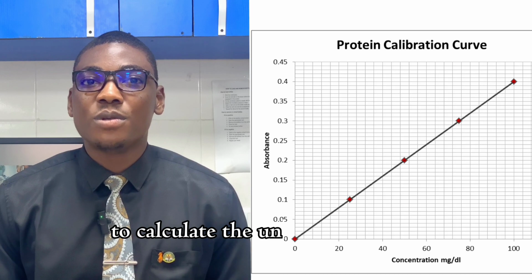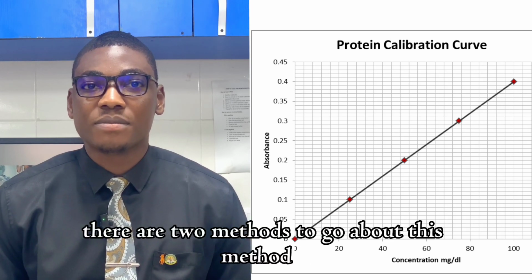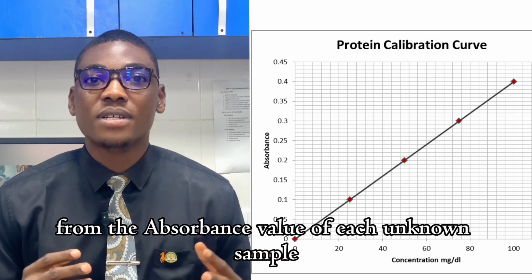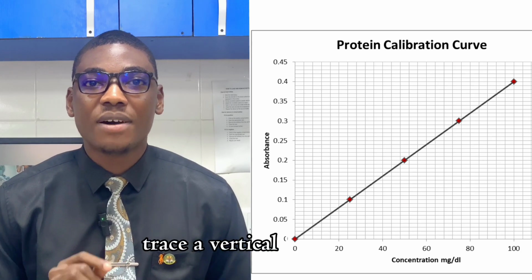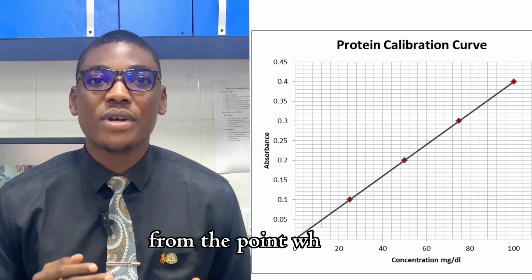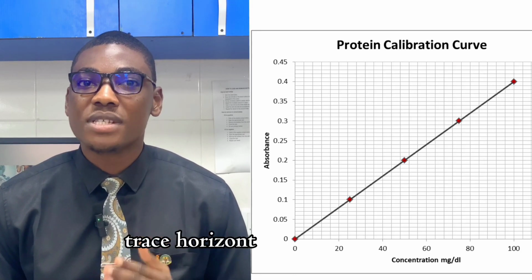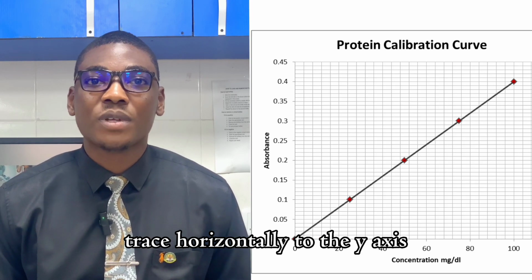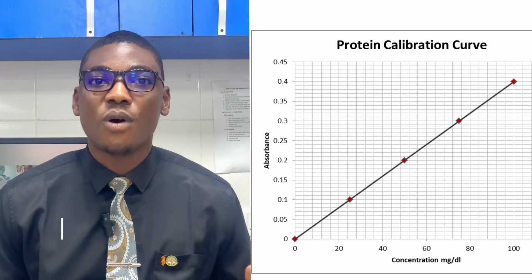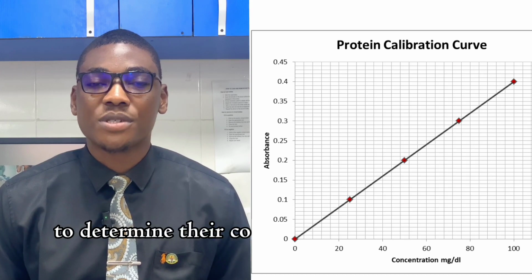To calculate the unknown sample concentrations, there are two methods to go about this. Method 1, from the absorbance value of each unknown sample, trace a vertical line until it intersects the calibration curve. From the point where the vertical line intersects the calibration curve, trace horizontally to the y-axis to determine the corresponding concentration. Follow the same procedure for all the unknown samples, that's M, N, and P, to determine their concentrations.